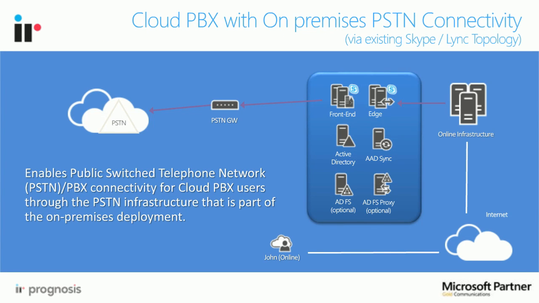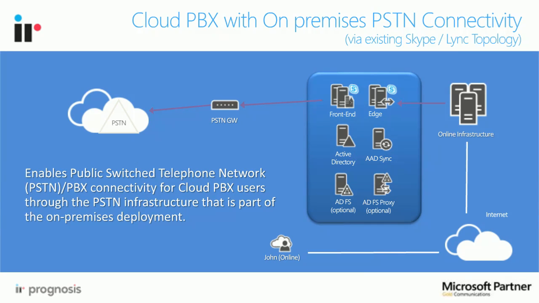So great. We have been speaking about this Cloud PBX with on-premises PSTN connectivity, and you would see here on the left-hand side, I have an online infrastructure, which is our Office 365. And I have a user, and incidentally, his name is also John. He's an online user with a Cloud PBX, and he's trying to make a PSTN call.